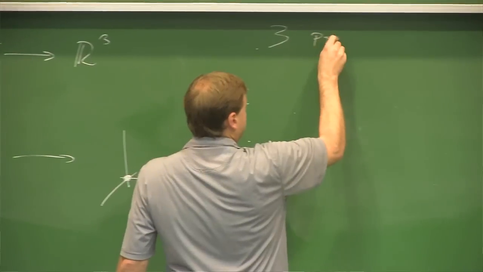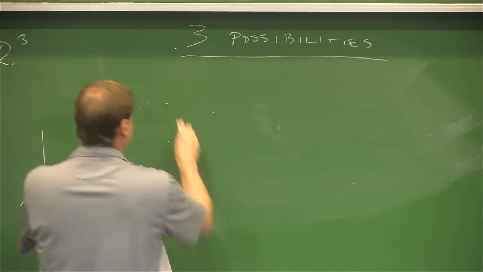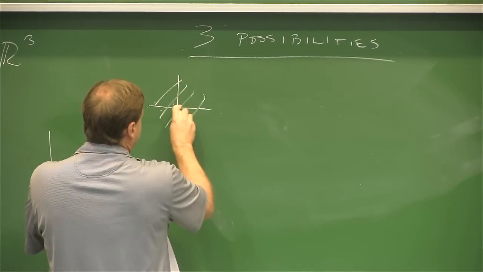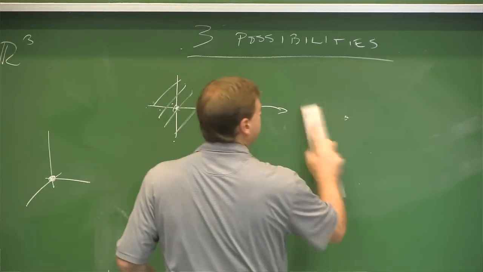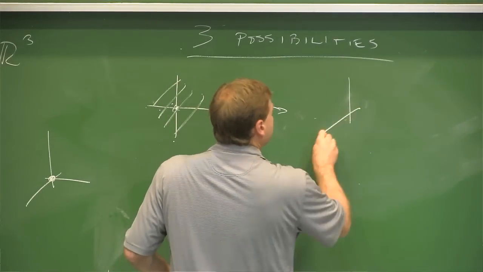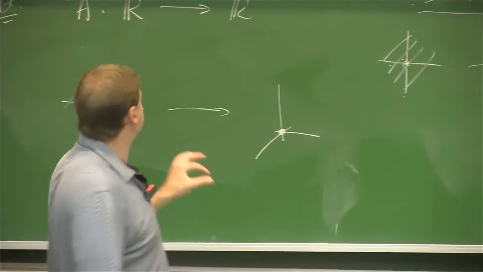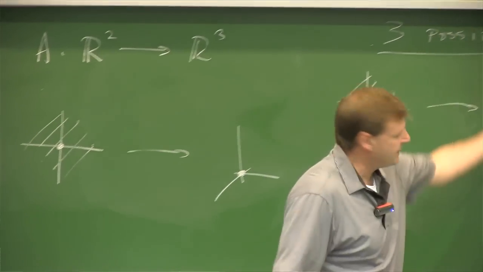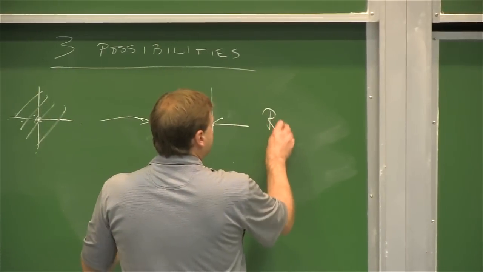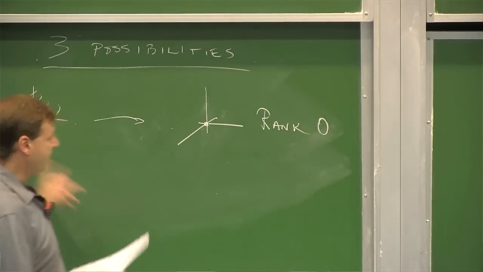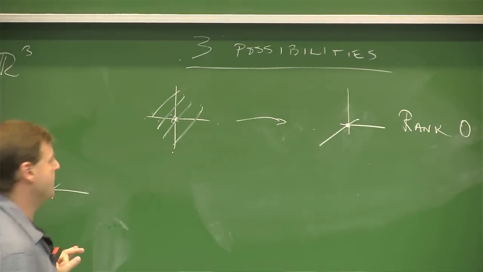Again, we have 3 possibilities. We're going to have this guy get sent, oops, it's 3 dimensions. So we have the same possibilities as we have over there, except that each one of these has to land in 3 space. So we're going to have a rank 0 example. And this is rank 0. It sends everything to the origin. The image is just a single point which has 0 dimensions.